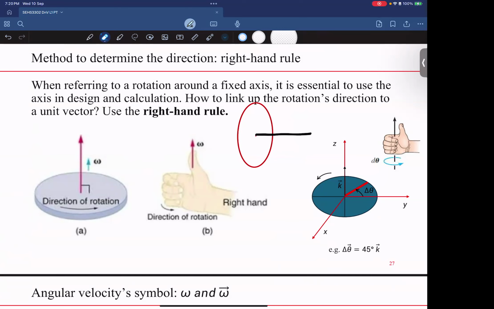To realize this link, we must use a right-hand rule. For the right-hand rule, we can only use our right hand, not the left hand. We use our four fingers to indicate the rotating direction.